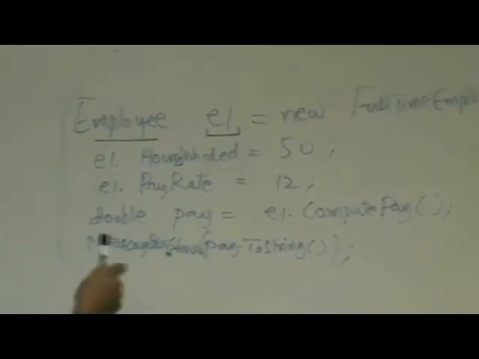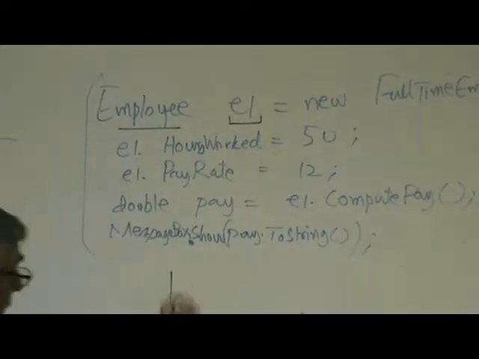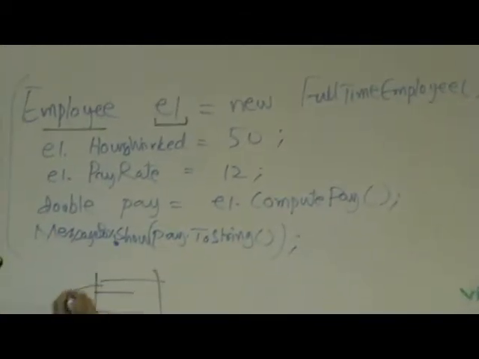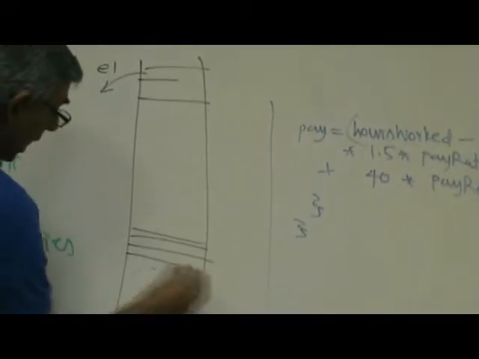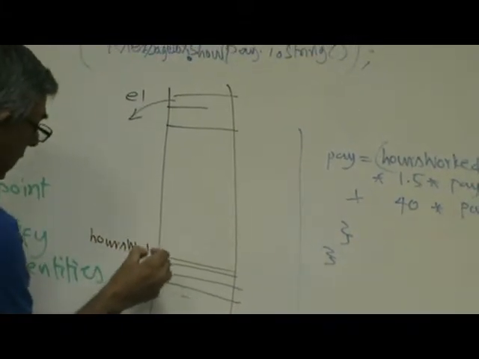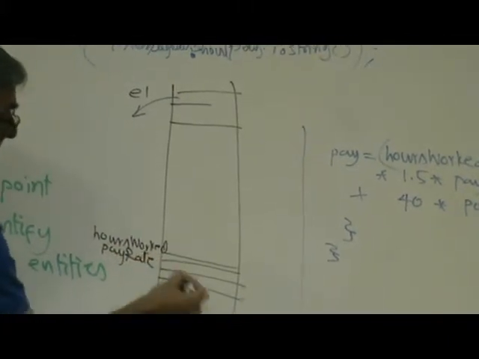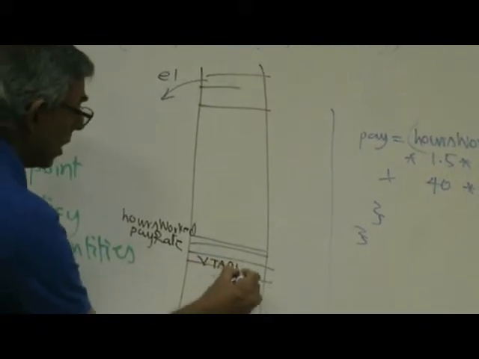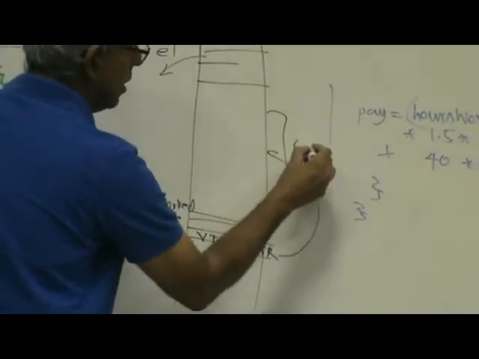It will actually create quite a bit of code over here, which, as we discussed in the last lecture, for example, Employee E1 is over here. New FullTimeEmployee, we will have hours worked, and in this example, we will have pay rate. And what will be the extra field over here? vtable pointer. And this will point to the code area.